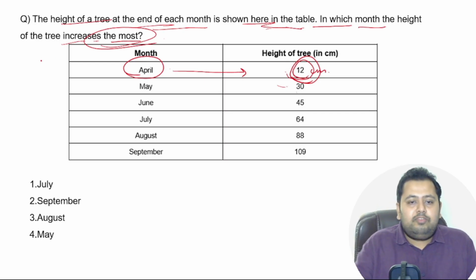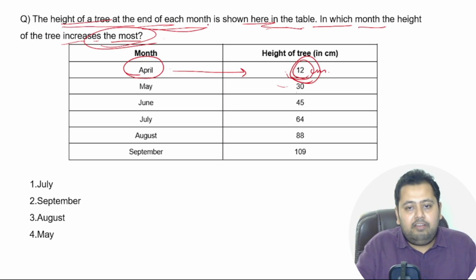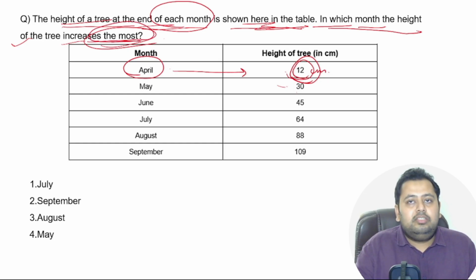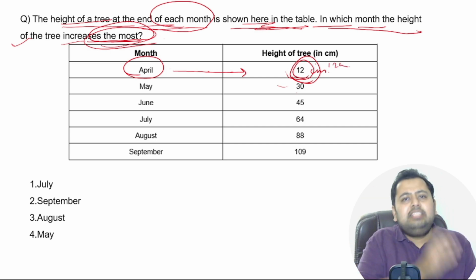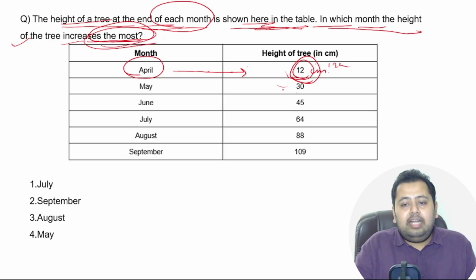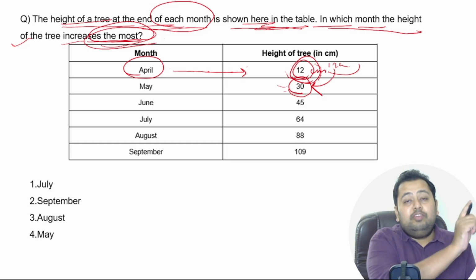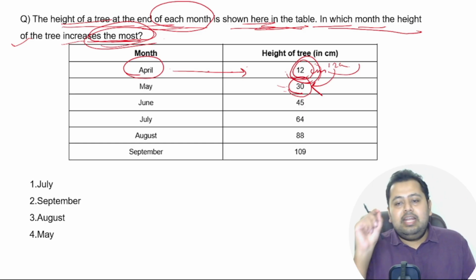Now again, let's read the question. The height of a tree at the end of each month is shown here in the table. In which month does the height of the tree increase the most, right? Now, at the end of April, the height of the tree is 12 centimeter. So at the beginning of May also, the height would be the same, right? 12 centimeter. So on 1st of May, height was 12 centimeter. End of May, it is 30 centimeter.